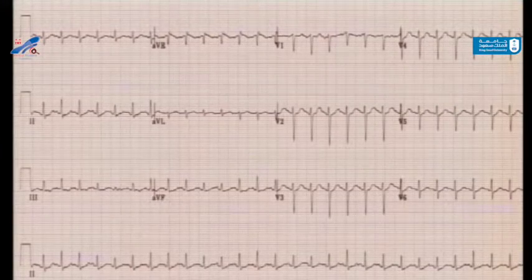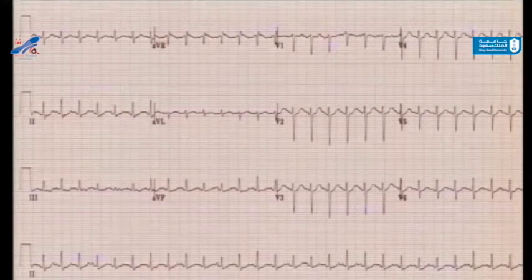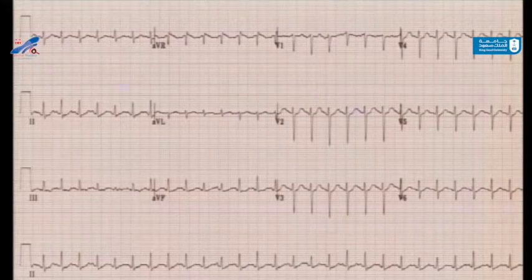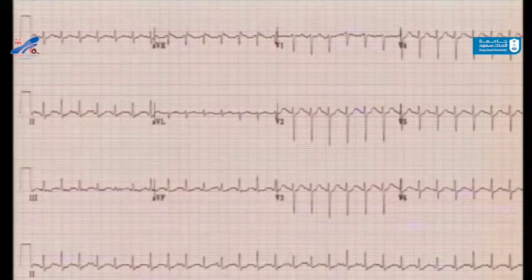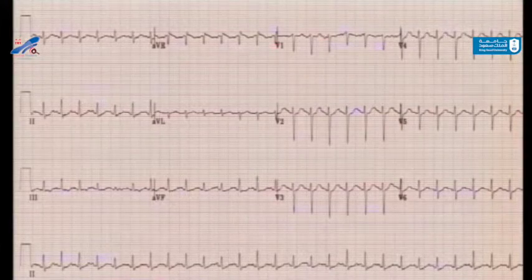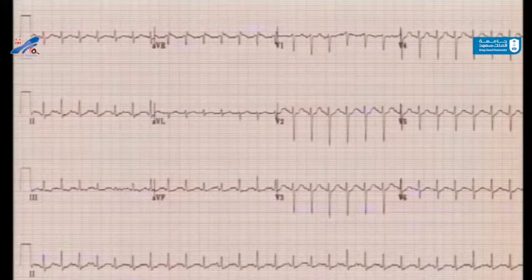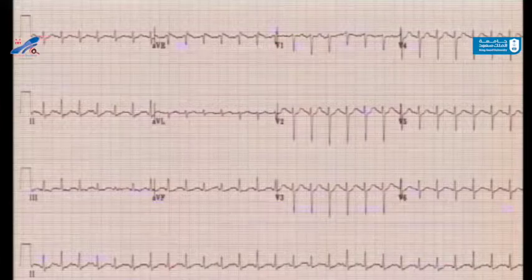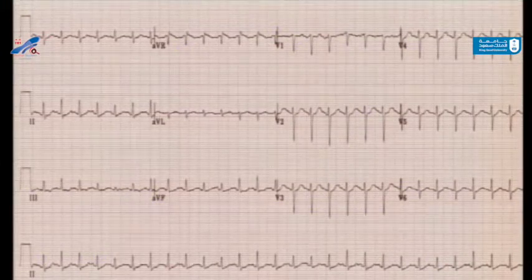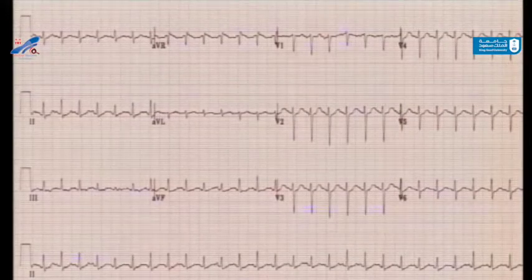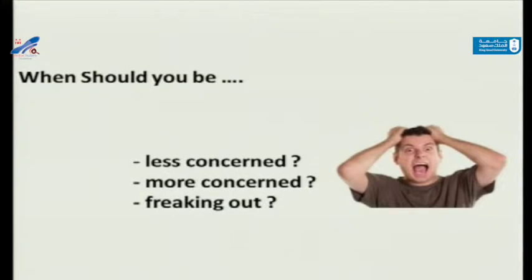This is the ECG. What do you see? There is no elevation. This is just a simple sinus tachycardia. There is no ST elevation. There are no signs of ACS in the ECG. So this tells you that ACS can present with normal ECG. This is another message that I want you to go home with: ACS can present with normal ECG. So you need to do serial ECGs to pick it up. Maybe it's early, but you need to do serial ECGs. So when should you be concerned, less concerned, more concerned, freaking out when you hear chest pain?